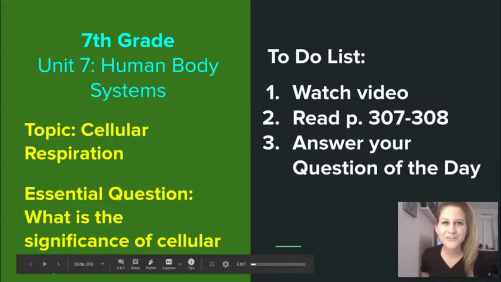Hi, 7th grade. Today we're going to be starting a new unit on human body systems. So our first topic for today is about cellular respiration. Your essential question for today is, what is the significance of cellular respiration? That means, what is the importance of it? Why is it important? Let's go ahead and get started.